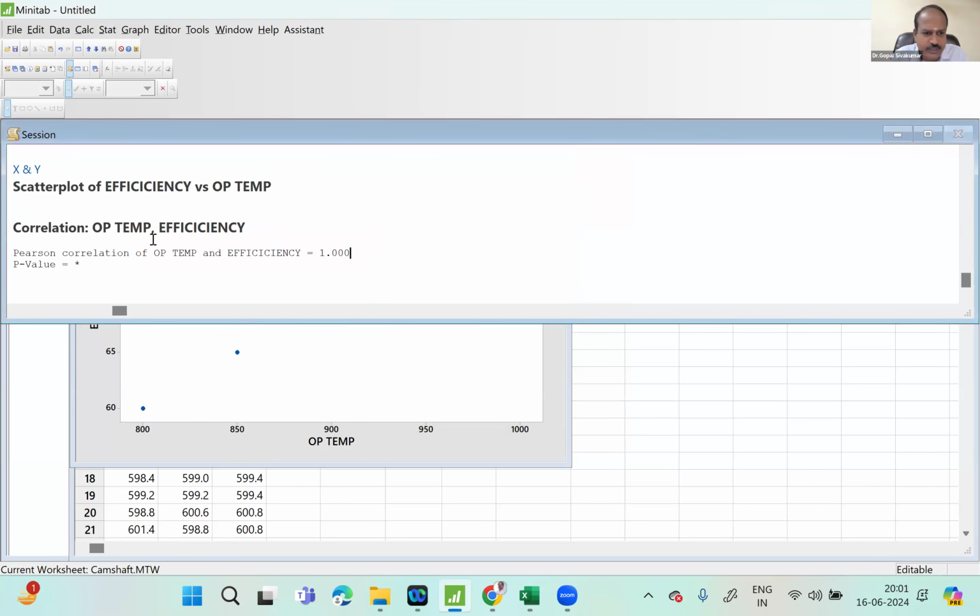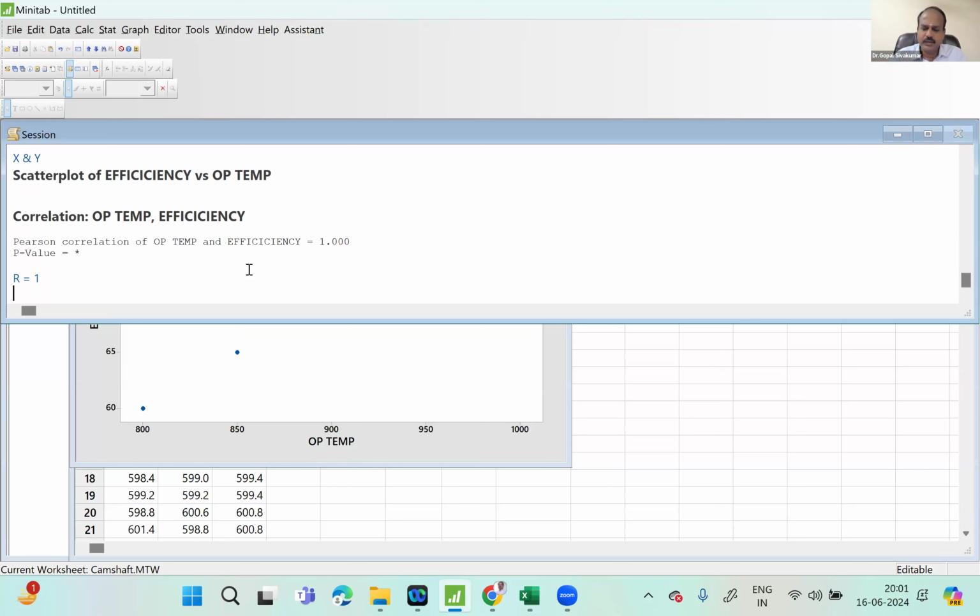And now Minitab calculates the coefficient for me. Pearson correlation coefficient is how much? R equal to 1. The maximum possible is 1 only. 1 means 100%, right? So R equal to 1. So I want you to calculate what is R? Correlation coefficient. There is a strong, perfect, positive correlation.